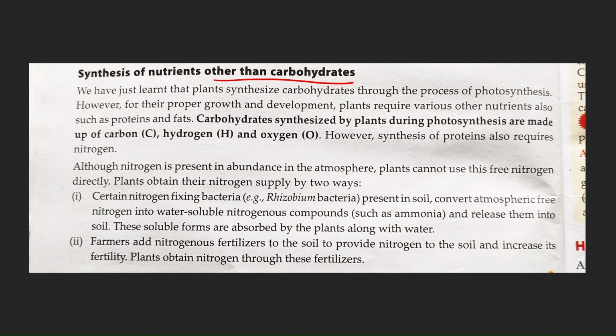Next, synthesis of nutrients other than carbohydrates. As we all need proteins and fats, plants also need proteins and fats. Carbohydrates synthesized by plants during photosynthesis are made up of carbon, hydrogen, and oxygen. However, synthesis of proteins also requires nitrogen. This part we have already seen in the concept map, where they explained that nitrogen fixing bacteria naturally help the absorption of nitrogen, and farmers add nitrogenous fertilizers to the soil to provide nitrogen. This we have already seen.